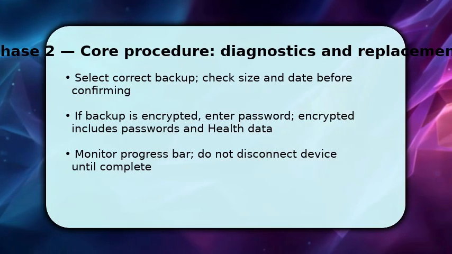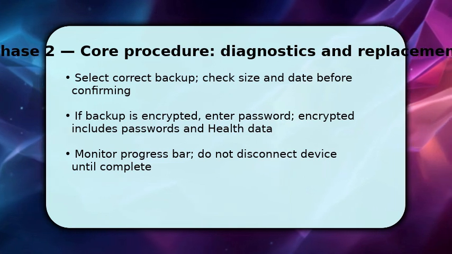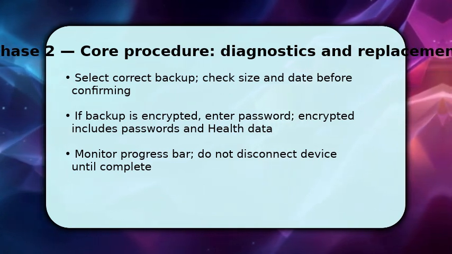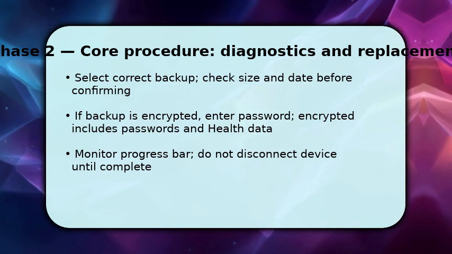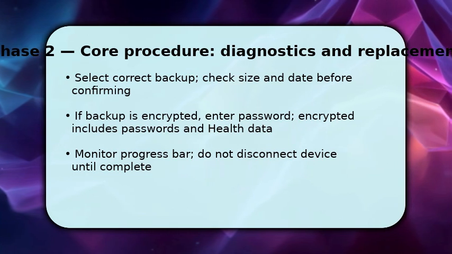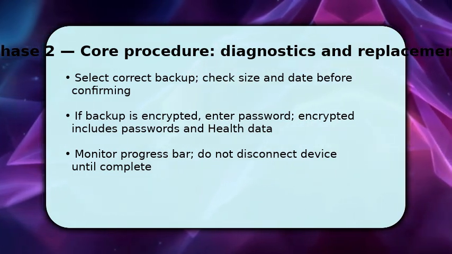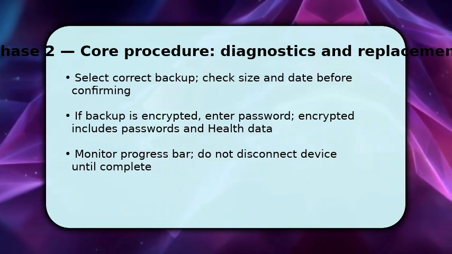You select the specific backup in iTunes and click Restore. This starts the transfer of data and settings. If the backup is encrypted, enter the password immediately because encrypted backups contain health data and saved passwords, which otherwise won't come back. While iTunes shows a progress bar, avoid using or disconnecting the device.